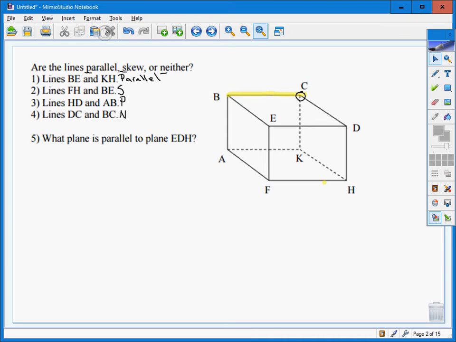It asks then, what plane is parallel to plane EDH? Plane EDH is this plane that's in the front. Remember, we name it with 3 points, so they are talking about EDHF. And the plane that would be parallel to it would be this plane that's in the back.